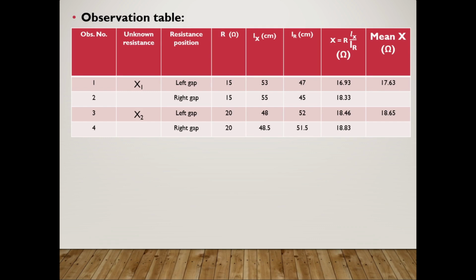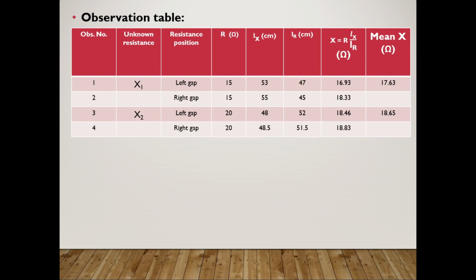For unknown resistance X1, when X1 is connected in the left gap, the resistance we take from the resistance box is 15. That time we get the balancing length Lx equal to 53 and Lr 47. When we interchange the gap, that is X1 is connected in the right gap, the same R equal to 15 is taken from the resistance box and we get balancing length Lx equal to 55 and Lr 45.